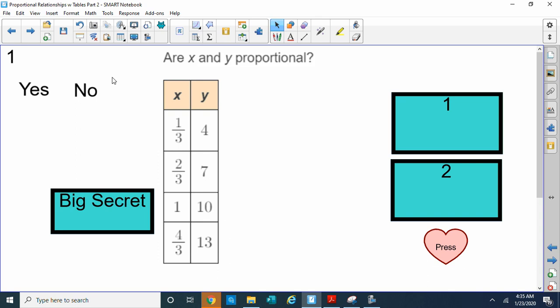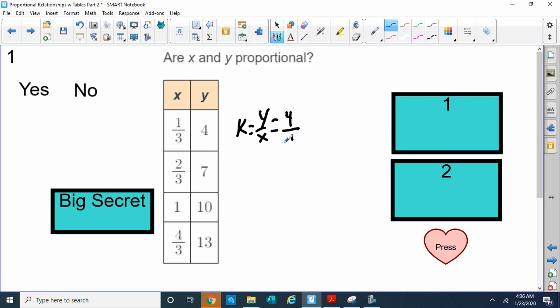So the first thing, let's get a pen. So I have my k, let's choose a color, k equals y over x. And here's my y coordinate, which is going to be equal to 4. And I put on top of that 1/3. So I have 4 divided by 1/3. And I can write it out like this.